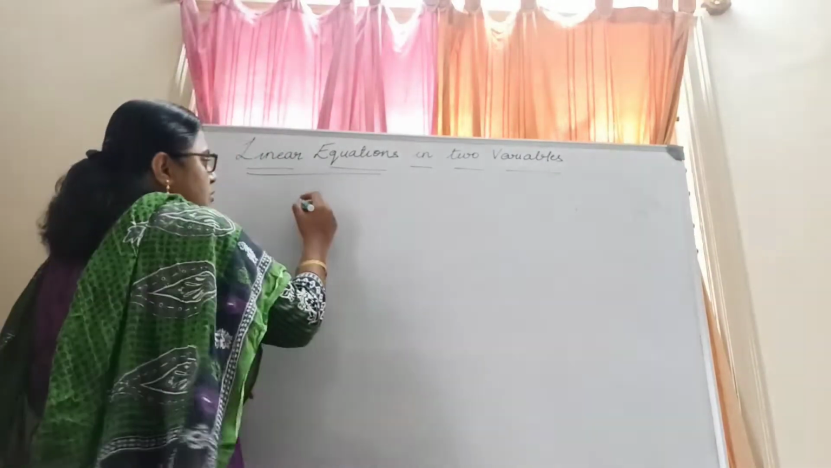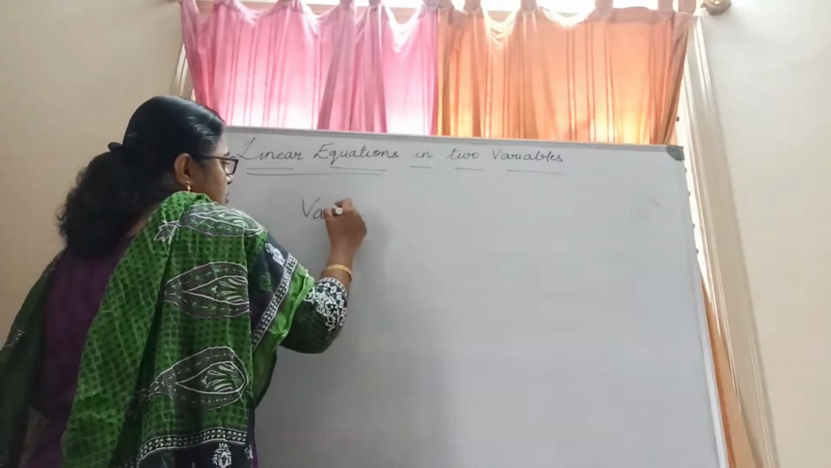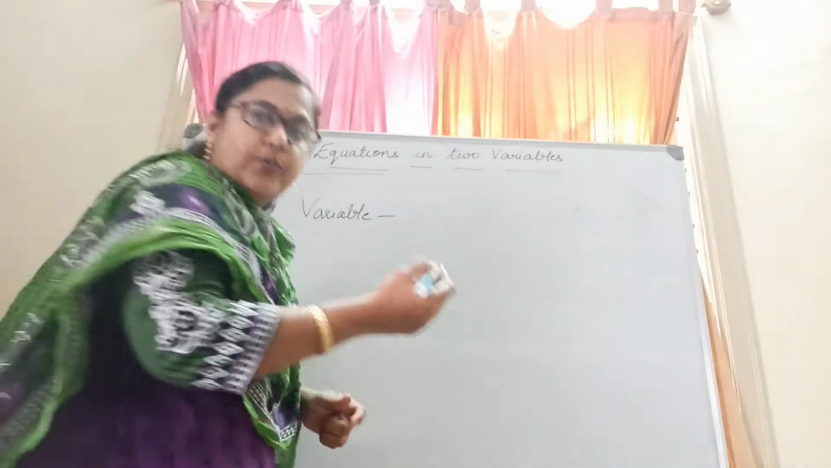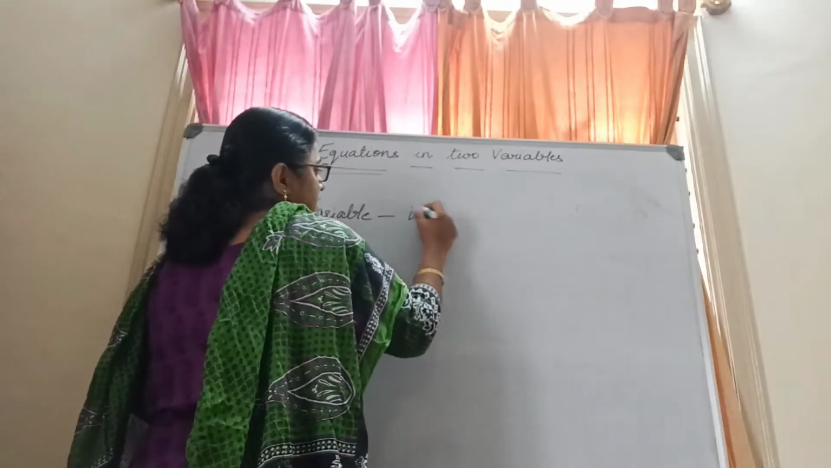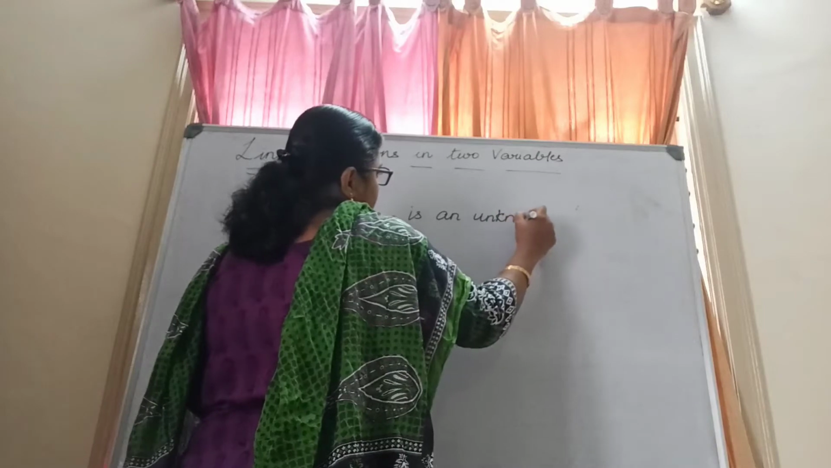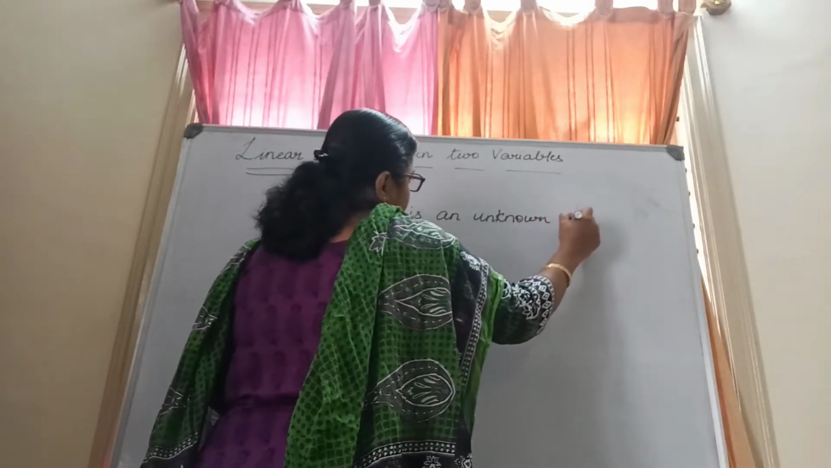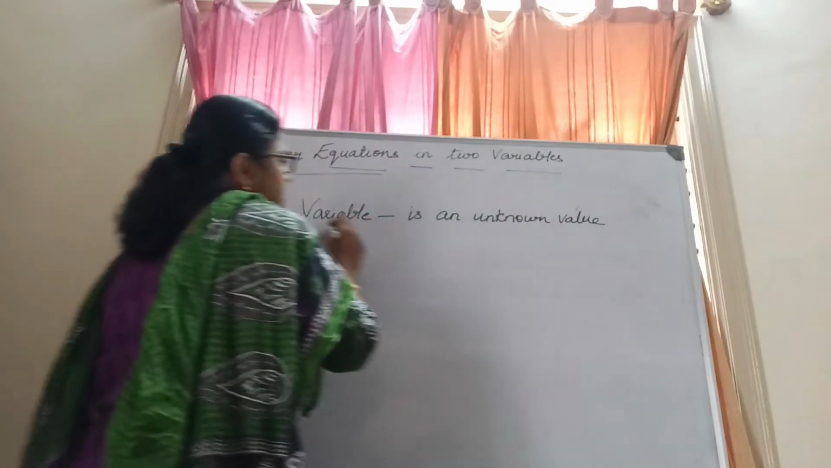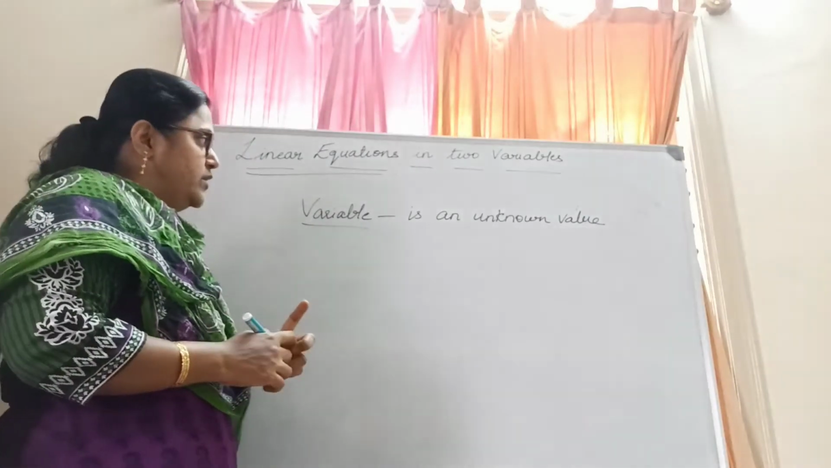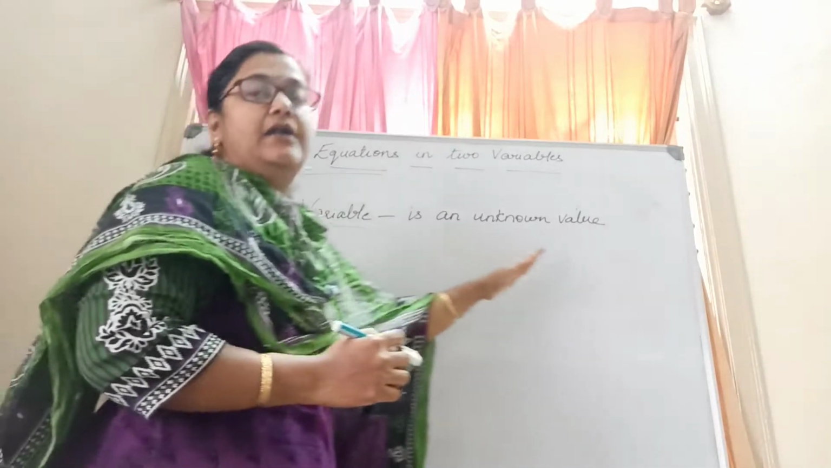A variable is an unknown value. As you have studied earlier, a variable is an unknown value. Its value can vary during the calculation. That is why we call it a variable. It is an unknown value.